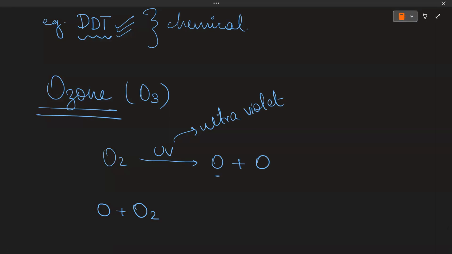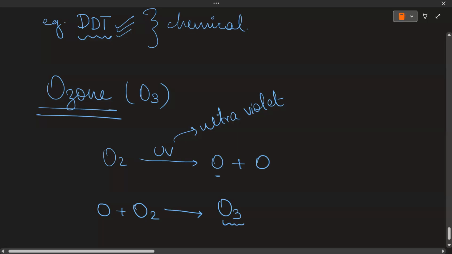So this is an atom, right? Whenever two atoms come together, they make a molecule. So whenever one atom of oxygen and one molecule of oxygen combine together, we have one molecule of ozone, that is O3.